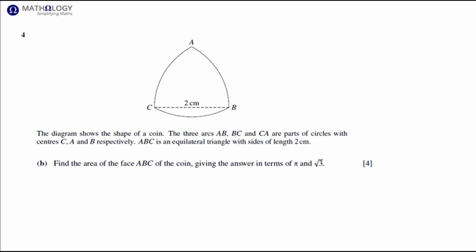Next, we're required to find the area of the face ABC of the coin, giving the answer in terms of pi and root 3. Okay, so let's draw that equilateral triangle in again. Now the area of ABC is obviously going to be the area of that surface, right? Now what that surface comprises is this segment, that segment, that segment, and the equilateral triangle.